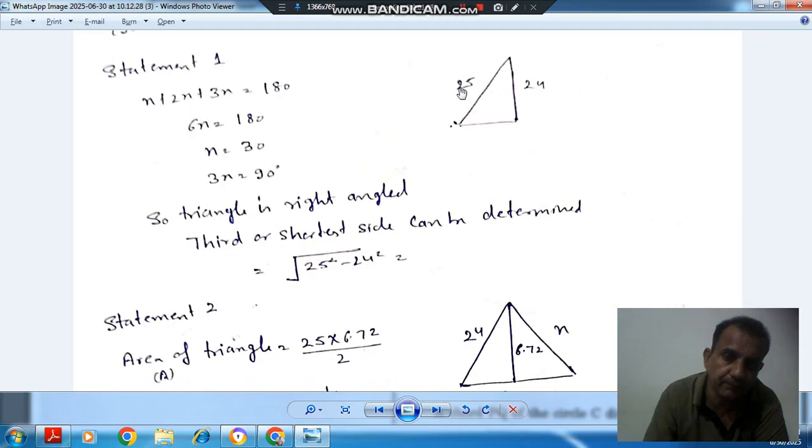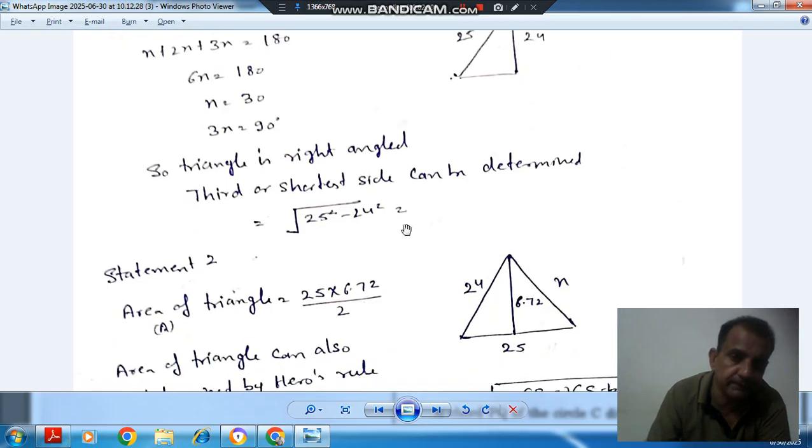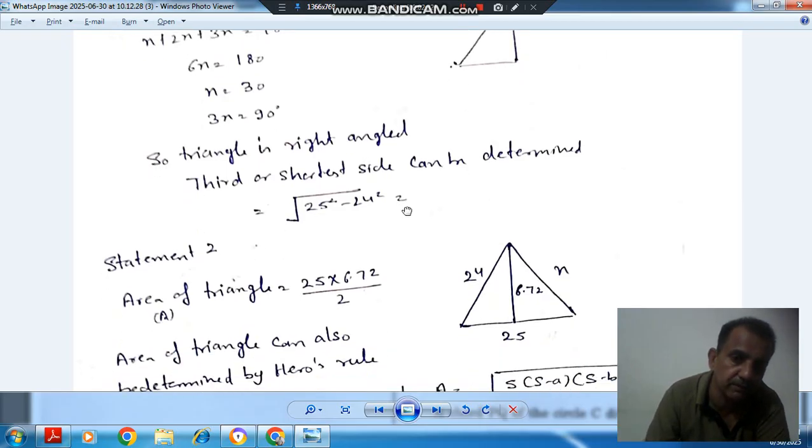So this is your triangle, and one of the sides is 25, another is 24. As the ratio of angles is given as 1:2:3, suppose the angles are x, 2x, and 3x. The sum of angles of a triangle is 180, so from this we get x as 30 and 3x as 90. So this is a right-angled triangle. This is the longest side, this is in between, and this is the smaller side. Now the smaller side can be determined as the square root of hypotenuse square minus perpendicular square. So the question can be answered by this statement.